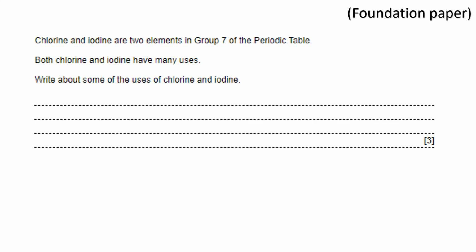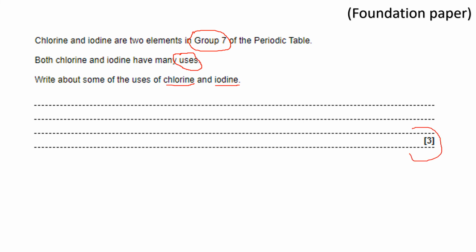These are straight off the OCR exam board question papers. This is a foundation question. It says chlorine and iodine are two elements in group 7. So we're looking at group 7 of the periodic table. Both chlorine and iodine have many uses. Okay, so I'm suspecting this question is about uses. Write about some of the uses of chlorine and iodine. So we're going to be specific here.